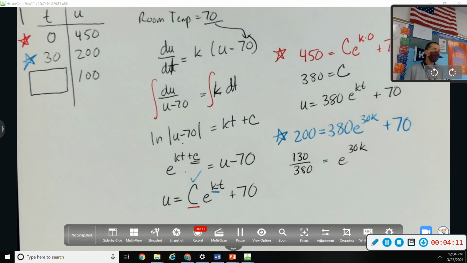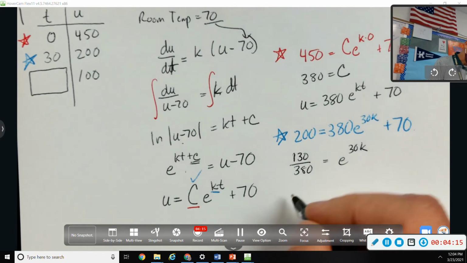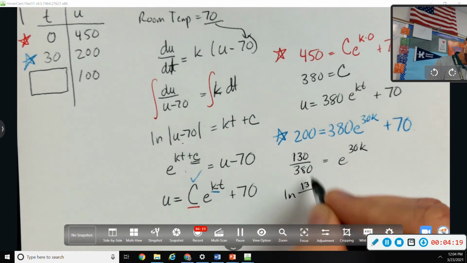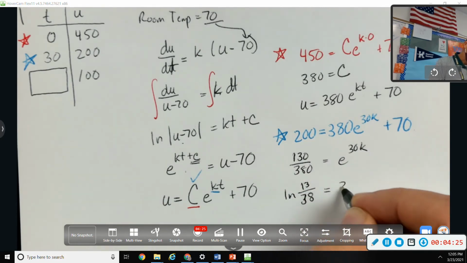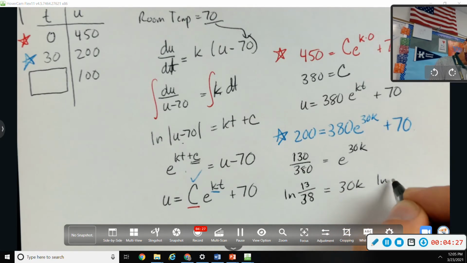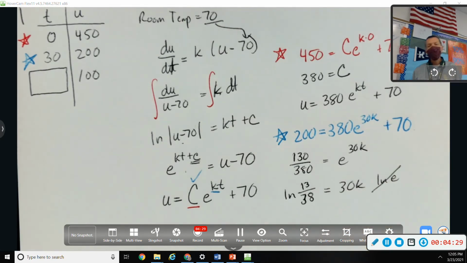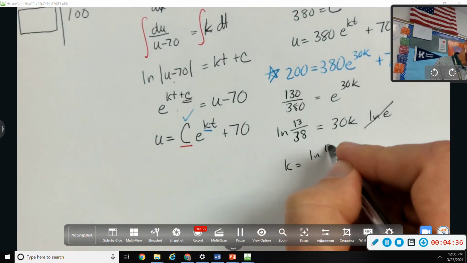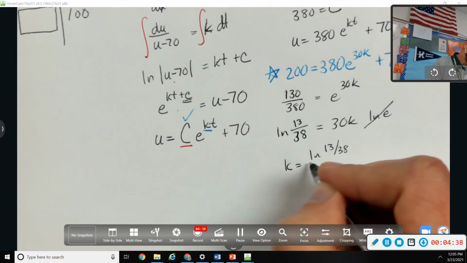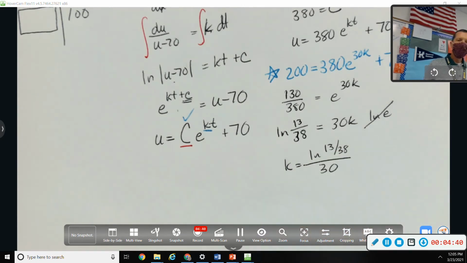What do we do next? Next step's a key step. Natural log, that way the 30K goes down. I'm going to reduce by 100, or by 10, I guess. Natural log of 13 over 38 equals 30K. Natural log of e goes away. So K equals natural log 13 over 38, all divided by 30.